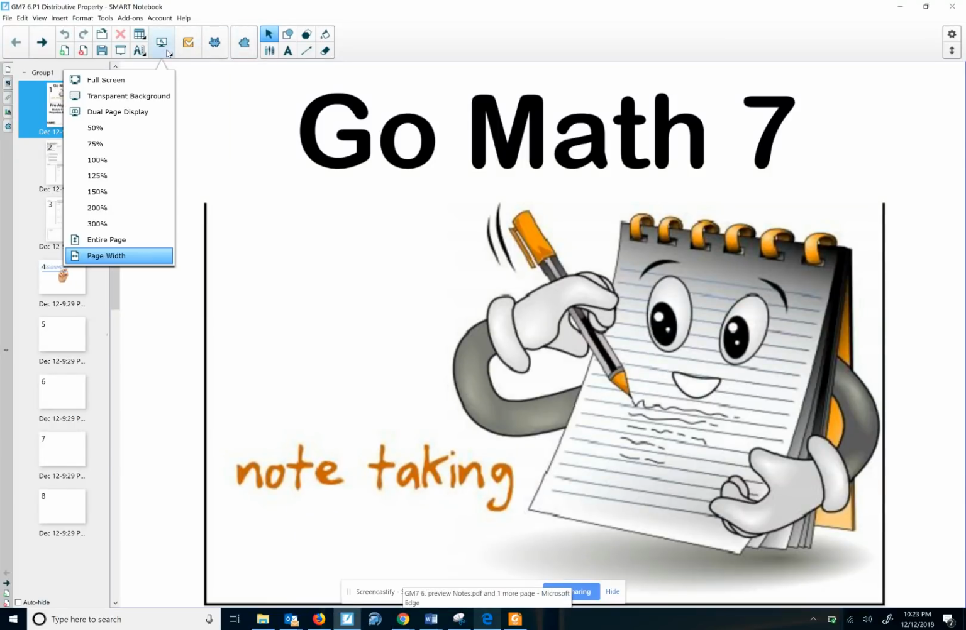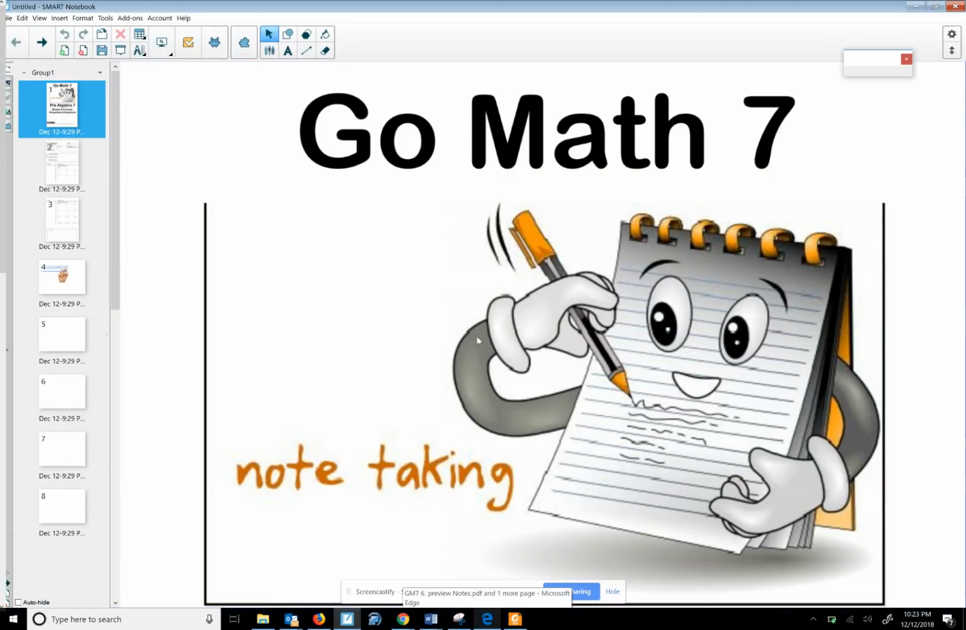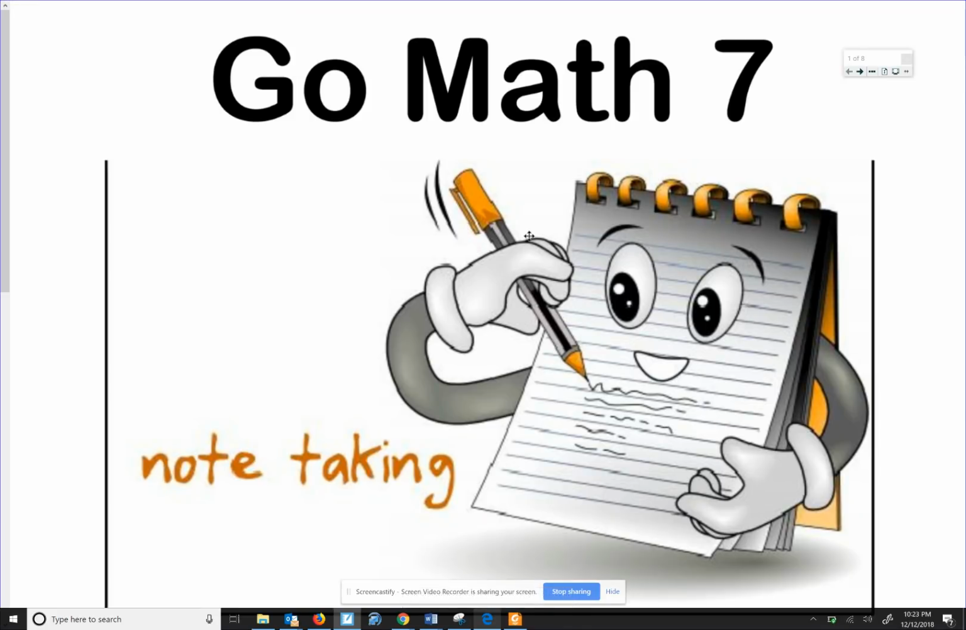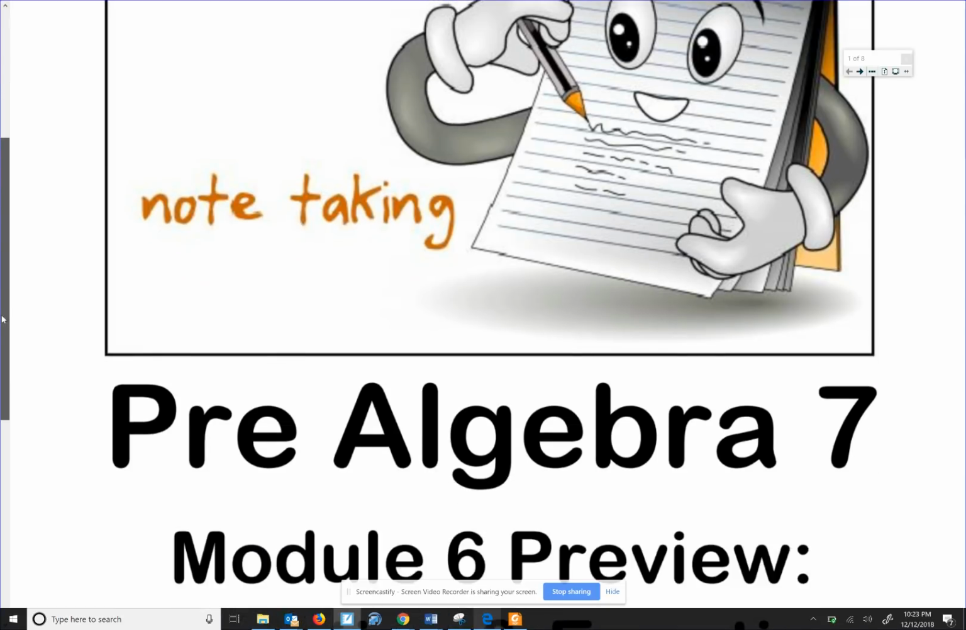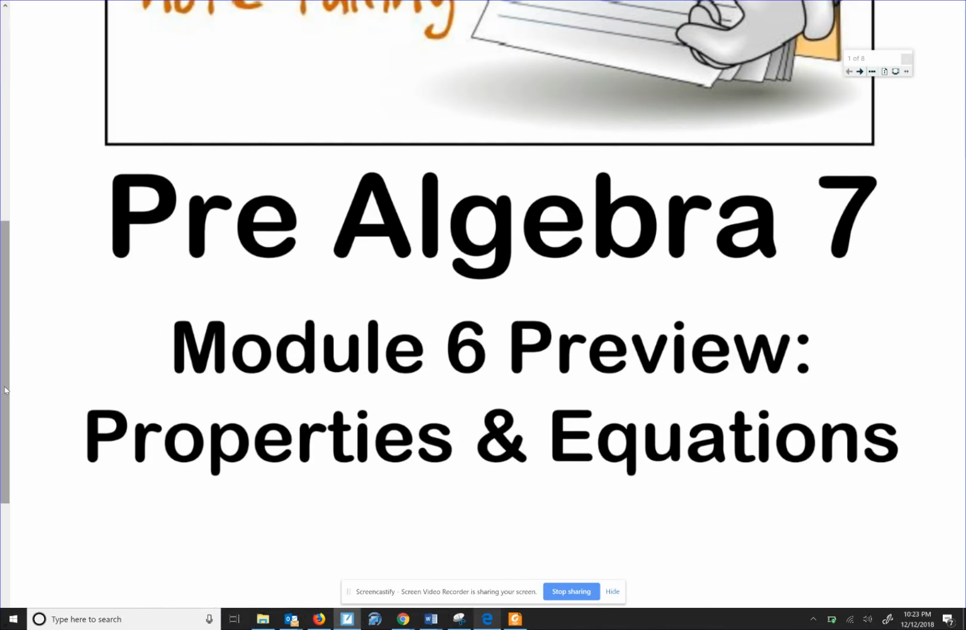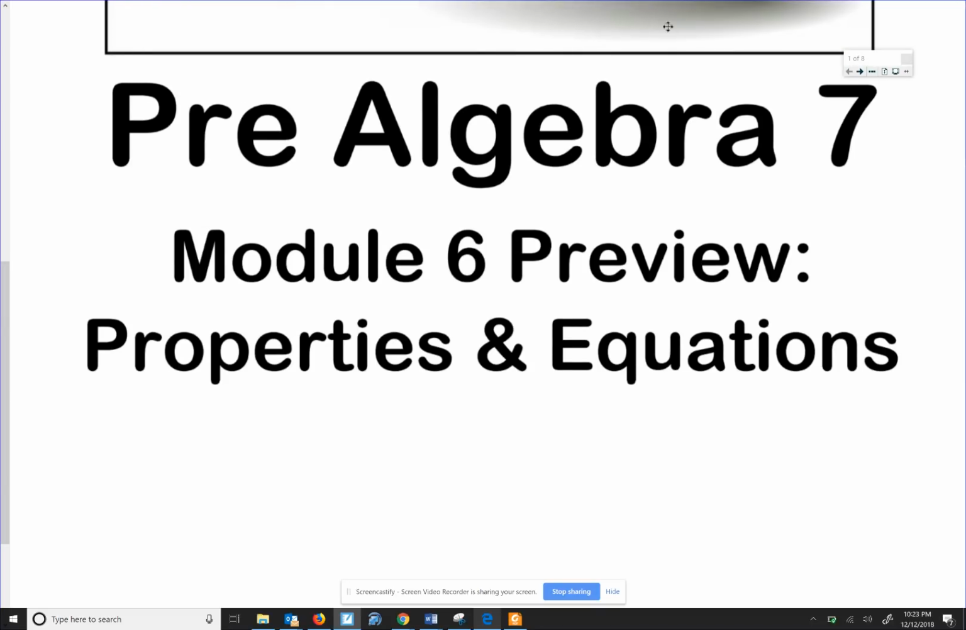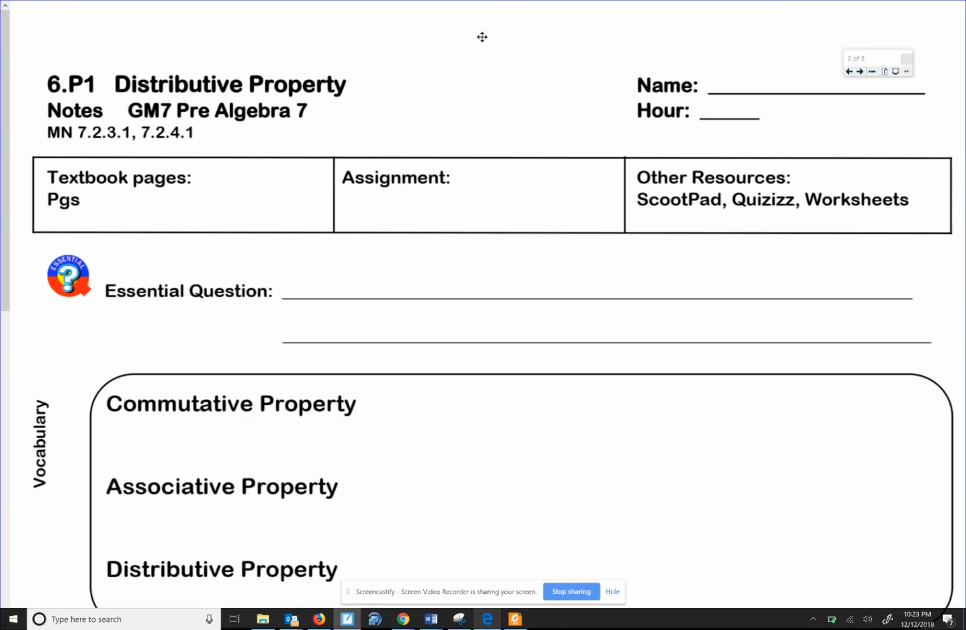All right, we're going to take a detour from what we've been using in our regular textbook, and we've got to do some pre-work on loading some algebra into your head before we hit Mod 6. So you should have this notes packet right now. It's kind of a preview talking about properties and equations. And what I want you to do is get to this first page.